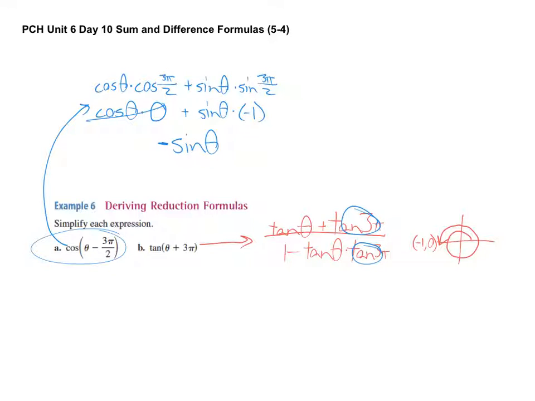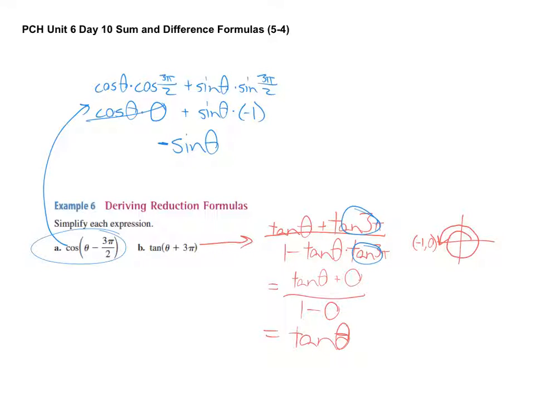So if you look closely here, we have tangent theta plus 0 over 1 minus 0, because 0 times tangent theta would be 0. So, we just have tangent of theta. This is amazing. Okay?